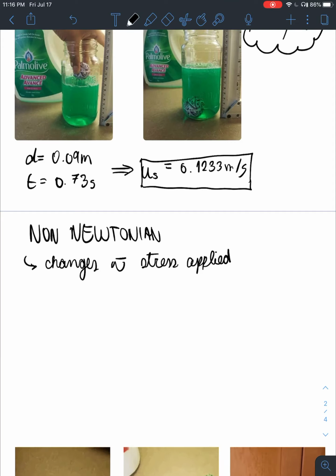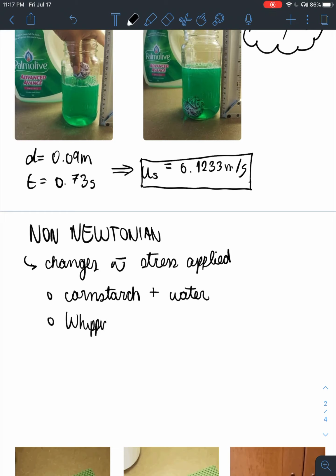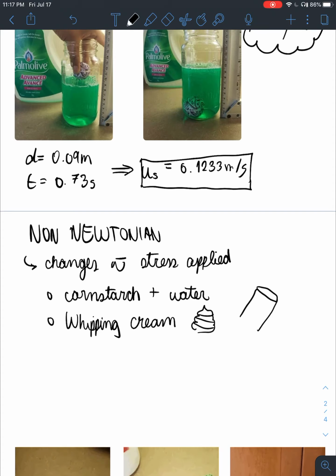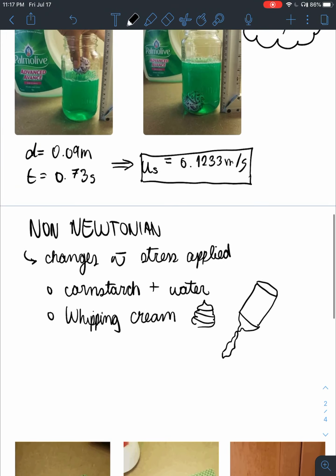A few examples of this are some experiments that we've seen since we were kids. So, cornstarch and water, which when you hit it, it acts as a solid, but then when you pick it up with your hands, it runs like a liquid. And one that Dr. Fanak mentioned in the lecture would be whipping cream. So when you put whipping cream on the surface, it has kind of like a solid consistency, but when you apply pressure on it through the can, it flows, kind of like a liquid, or with more liquid properties.